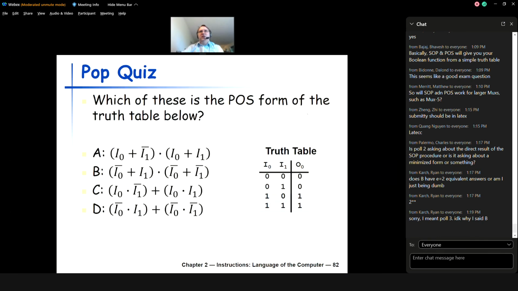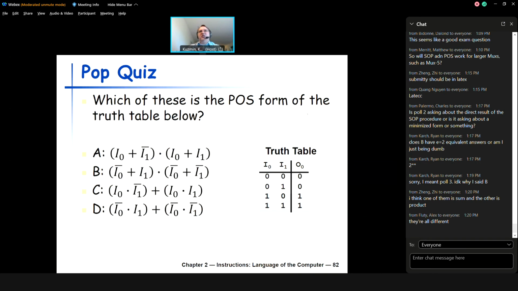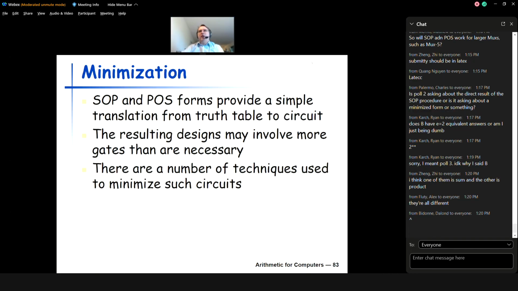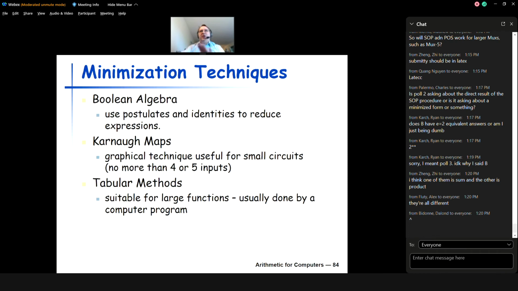Poll number 3. Let's see. Well, this is just asking about POS form, right? It says nothing about minimal. All right. So, minimization. All right, and here we are.